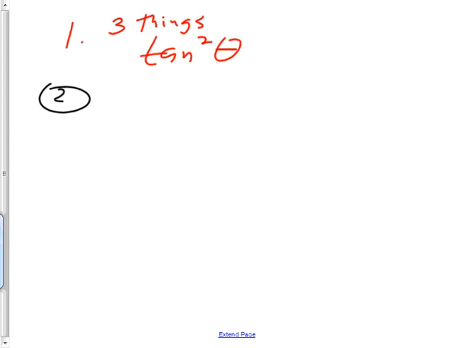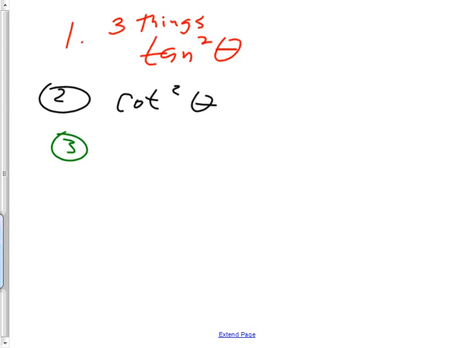Here's question number 2. Can you tell me what could you put in for cotangent squared? There's only 2 things that are kind of normal. Put in for cotangent squared. Write down those 2 things. You do need the thetas.